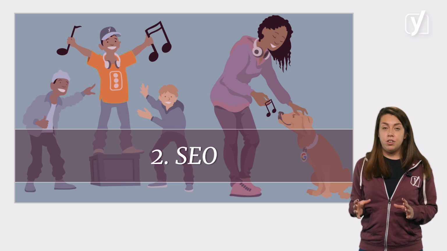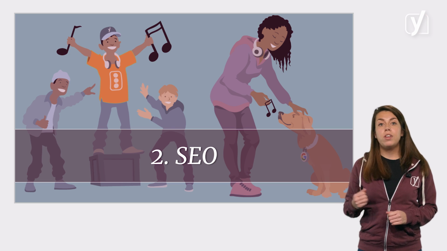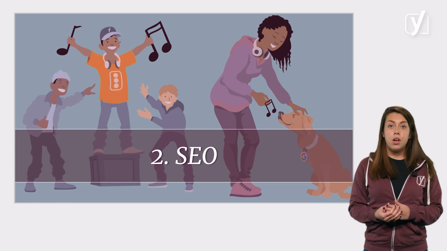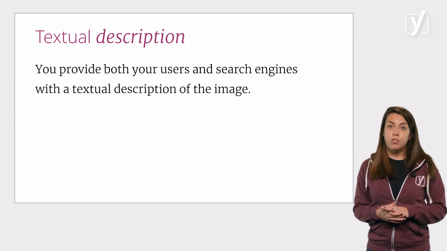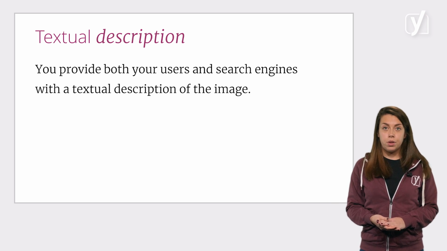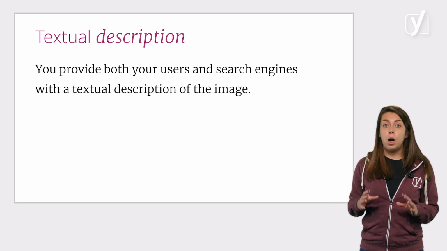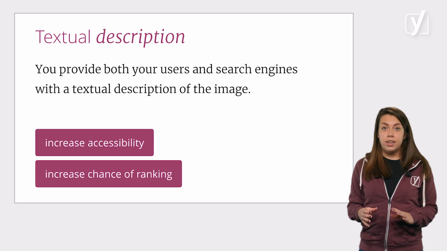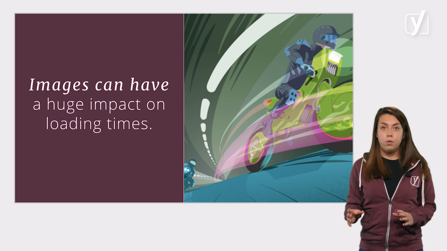Secondly, image optimization is important for SEO. As I've mentioned before, images can improve almost any post or page. Remember the saying, "A picture is worth 1,000 words"? Your article becomes a lot more attractive with images. By optimizing your images, you provide both your users and search engines with a textual description of the image. We'll discuss how you do this further on in this module. For now, you need to know that optimizing your images will not only increase accessibility, but also your chance of ranking in image search.